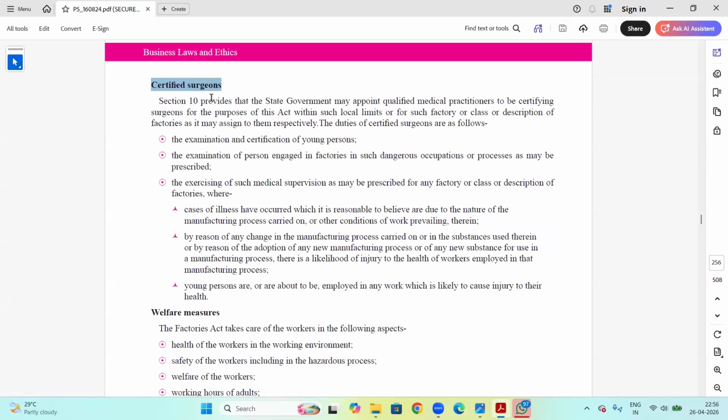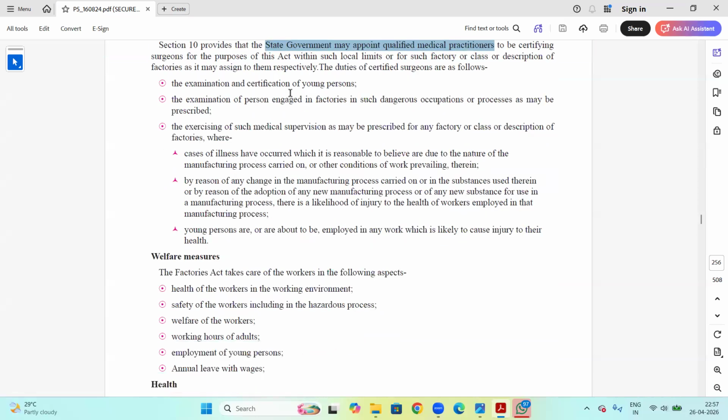Certified surgeon. A state government may appoint a qualified medical practitioner to be a certifying surgeon for the purpose of the Act within such local limits, or for such factory, class or description of factories, as it may assign to them respectively. The duties of surgeons are the examination and certification of young persons, the examination of persons engaged in factory dangerous occupations, and the exercising of such medical supervision as may be prescribed for any factory or class or description of factories.